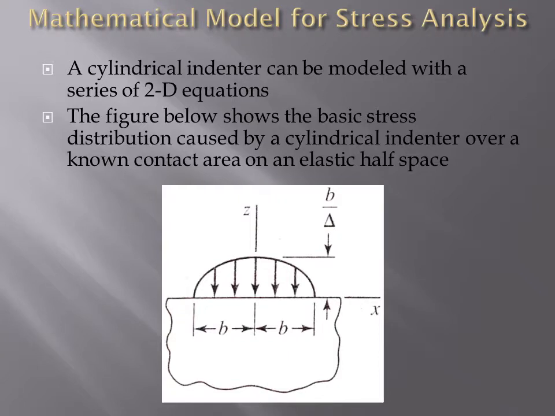The skin distribution is shown where 2b is the contact area and b over delta is the depth of the stress into the skin. The coordinate system defines z as perpendicular and x as parallel to the skin. The origin will be the center of the stress distribution.